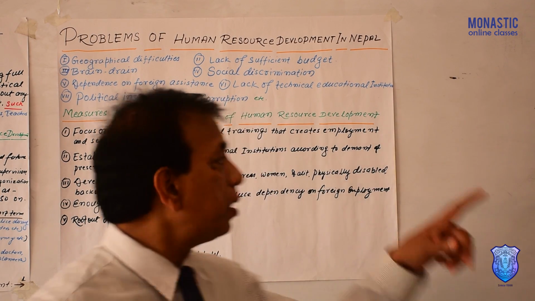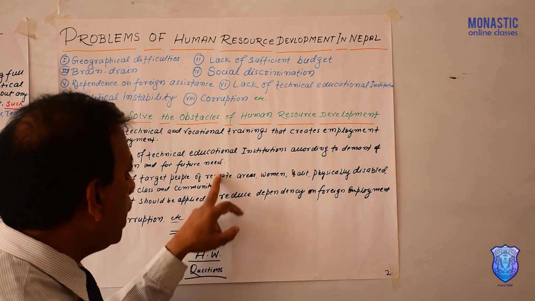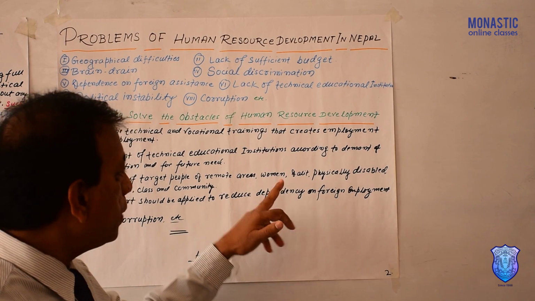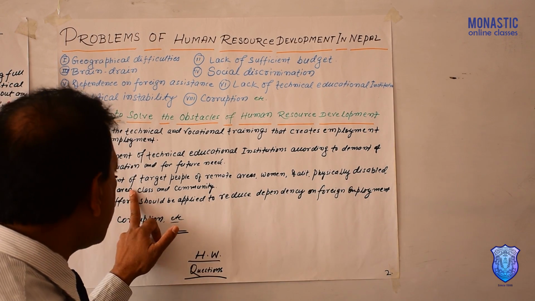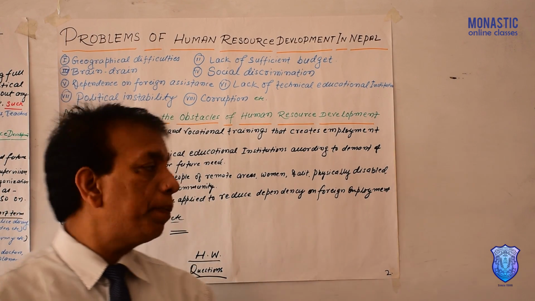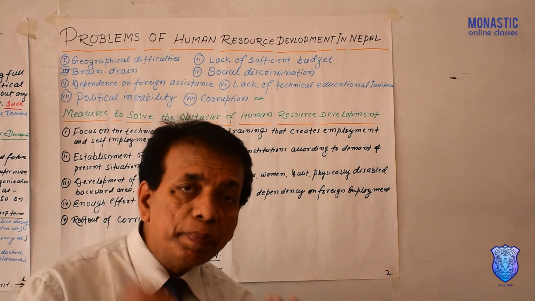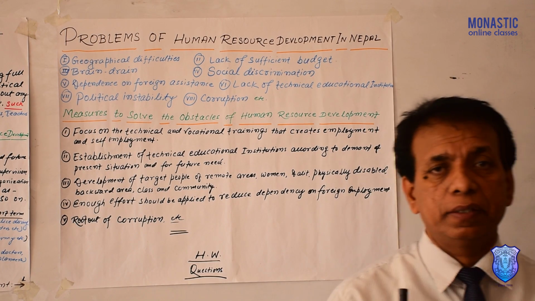And there is, as I said just now, social discrimination. There is a feeling of male and female. There is a feeling toward Dalit, physically disabled people, backward areas, classes and communities. Physically disabled people, women, and Dalit can also do a better job if they are given an opportunity.